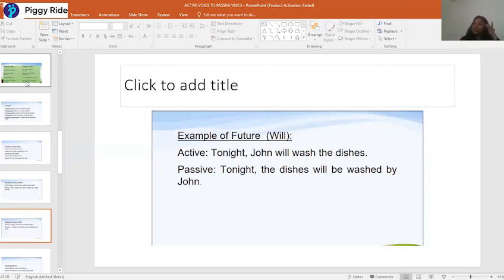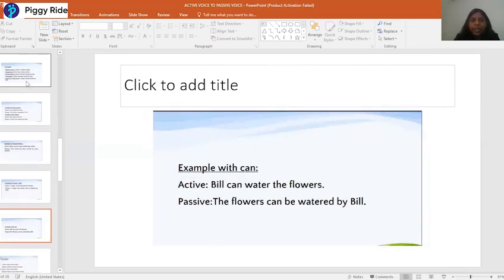Example of future, which is will. Active. Tonight, John will wash the dishes. Passive. Tonight, the dishes will be washed by John. Okay, examples with can. Again, we're using a modal verb. Active. Bill can water the flowers. Passive. The flowers can be watered by Bill.